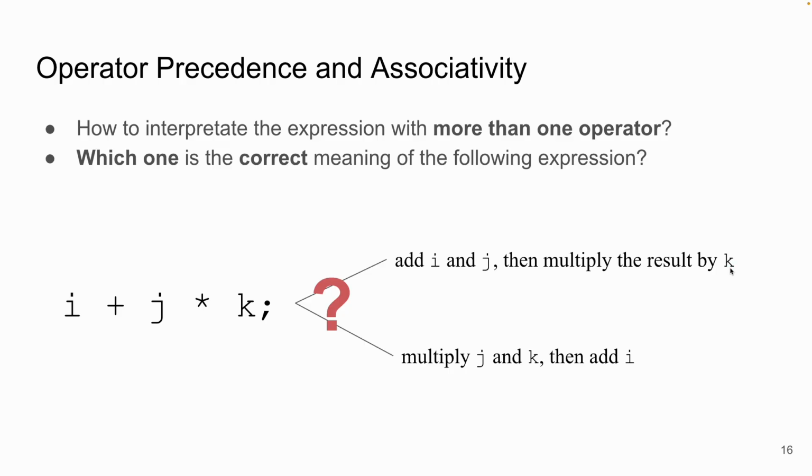But we can also have another interpretation. That is, I think the meaning of this expression is that I need to multiply j and k first, and then add the result of this multiplication to i. Then we have two options here, right? But there is only one correct answer. So if we encounter this case, which one is the correct meaning of this expression, and how can we know that?